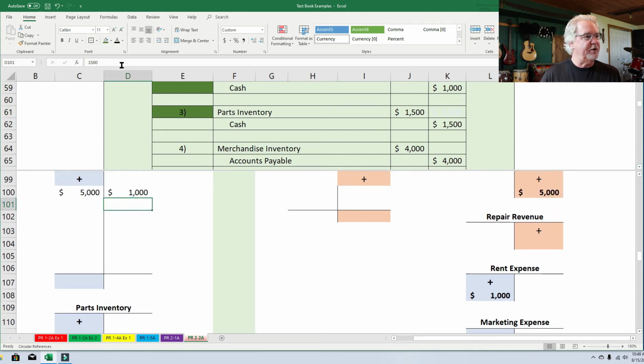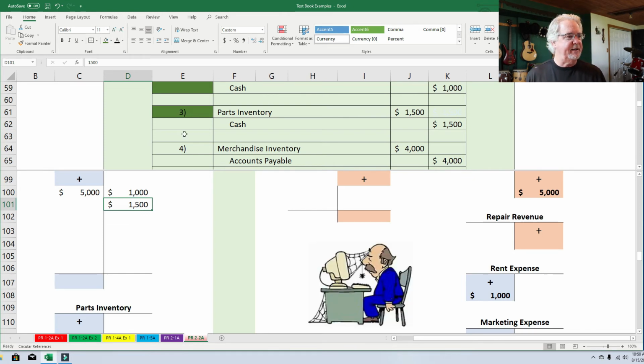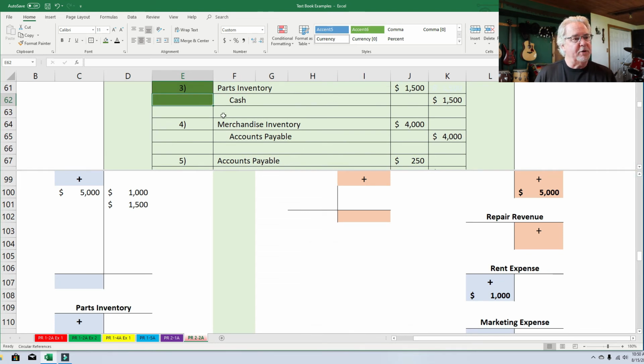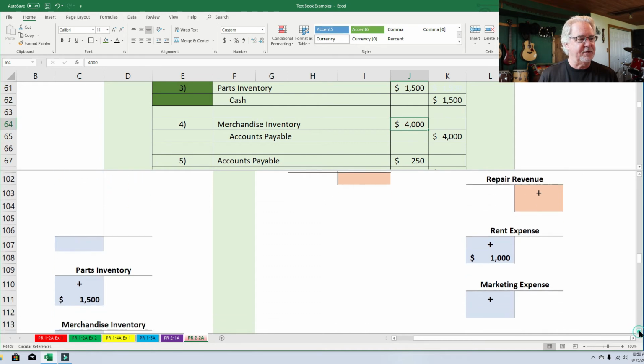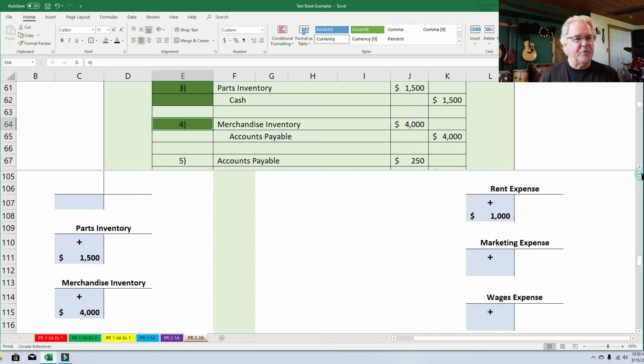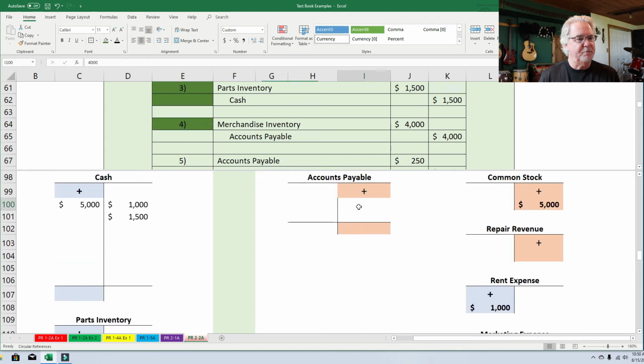Now, you might get in a hurry and say, oh, this is boring, and it is kind of boring and monotonous and tedious, but don't hurry. Just take your time and go slow. Otherwise, you're going to be looking for mistakes. Number 4, merchandise inventory is on the left, so let's put $4,000 on the left. There you are, merchandise inventory, done. Accounts payable is on the right, so let's put it on the right here for $4,000.